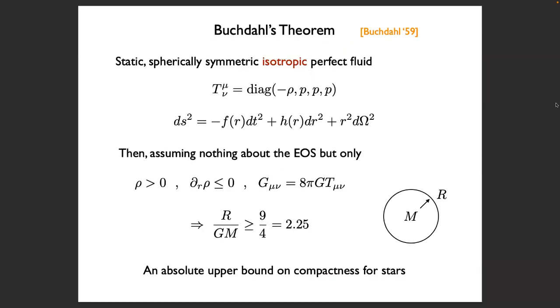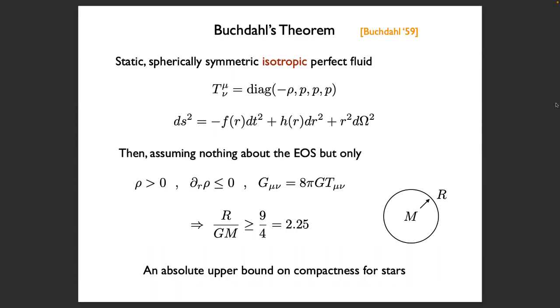This is an absolute classic. It's a beautiful paper. The statement is very simple. If you take a static spherically symmetric system such that you take a fluid that is isotropic, so all the pressures are equal, and then the metric depends only on 2 radial functions, then, assuming nothing about the equation of state, and only that the energy density is positive and non-increasing outwards, that makes sense because the star should be most compact at the center, and that Einstein's equations hold, then you can prove that there's a bound on compactness.